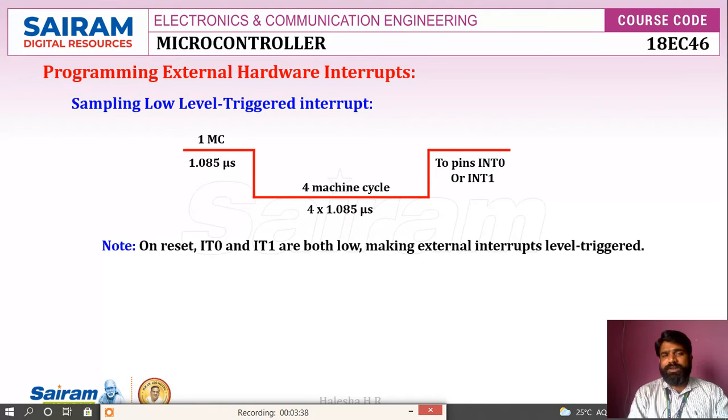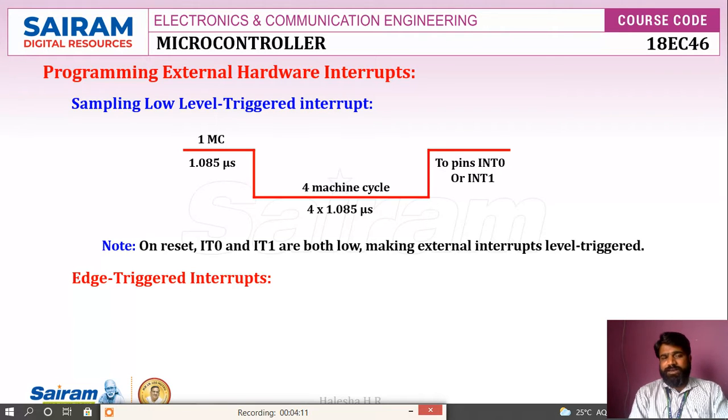On reset, IT0 and IT1 are both low, making external interrupts level triggered. As I said, interrupts can be level triggered or edge triggered. That is decided by the bits IT0 and IT1 of the TCON register. If it is 0, they are level triggered. If it is 1, they are edge triggered. So on reset, they are 0, making the hardware interrupts level triggered.